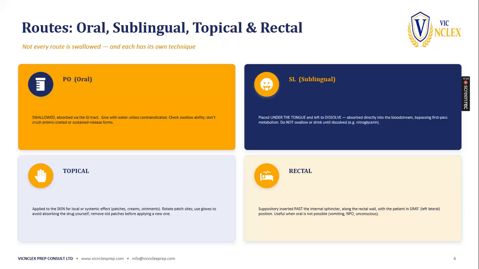Now the next route is sublingual. Sublingual is one that we place under the tongue in order for it to dissolve, because when you place medication sublingually, it's going to bypass what we call first pass effect. It goes directly into the bloodstream. Now, I'm going to explain what first pass effect is.